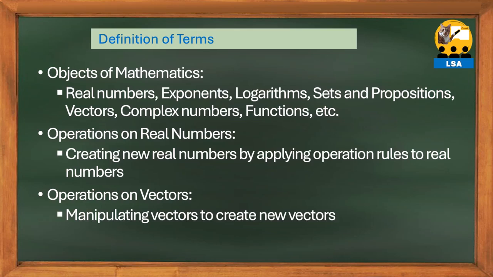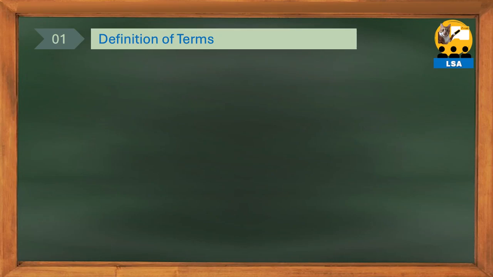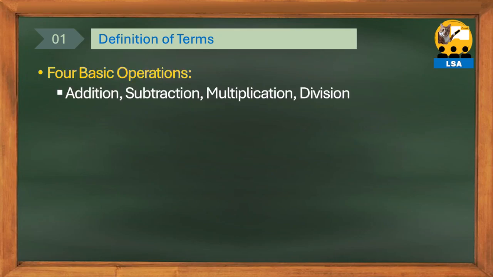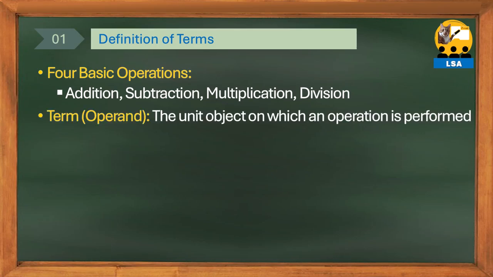Today, among the various operations, we will look at the four basic operations of natural numbers, which are the fundamental and most important operations of all. The four basic operations are divided into addition, subtraction, multiplication, and division. Today, we will study these four operations specifically for natural numbers, not other numbers. The unit that is the target of the operation during an operation is called a term or operand, and operations are sometimes classified according to the number of operands involved.